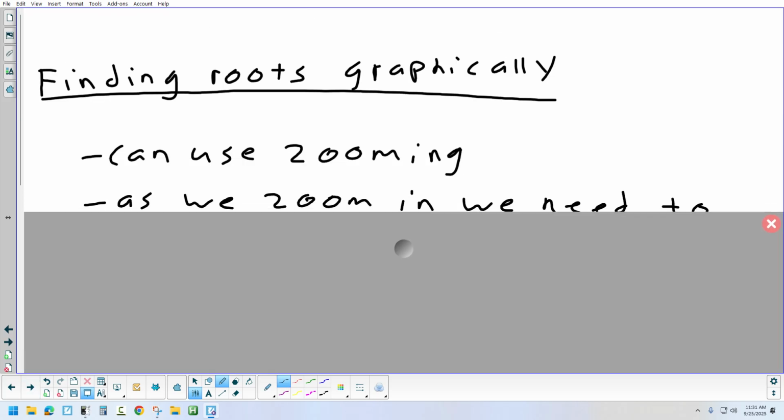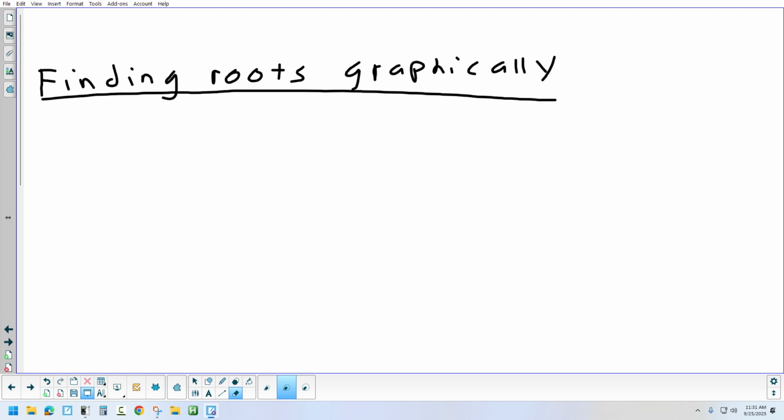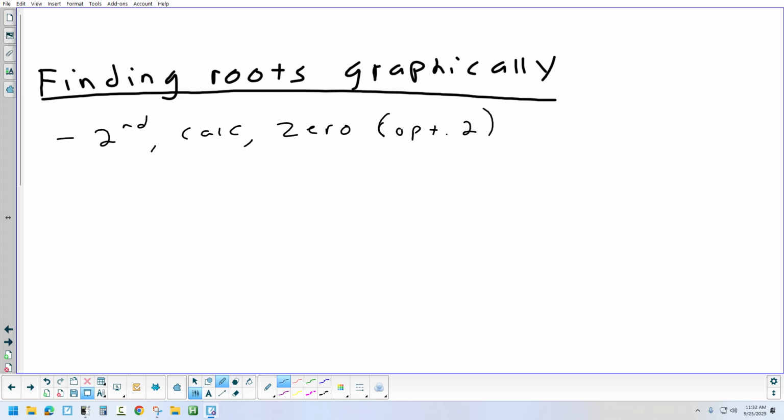So in order to find a root graphically, we use second calc, 0. On my calculator, it's option 2. If you're not using one of mine, it could be a different option. You might also see it called root. On the older graphing calculators, they didn't call it 0, they called it root. But it's the same thing.